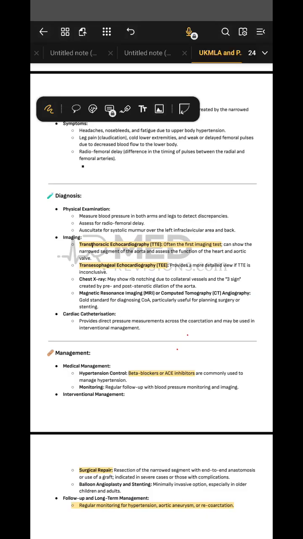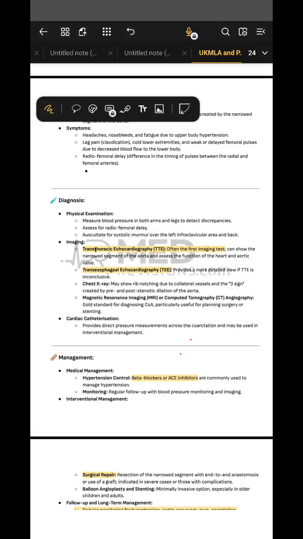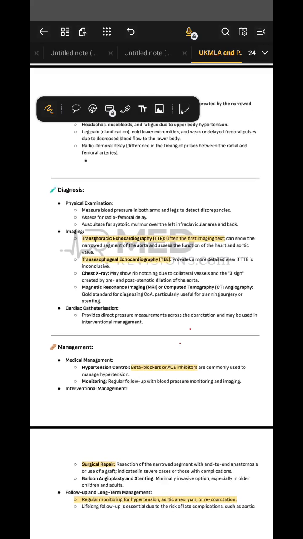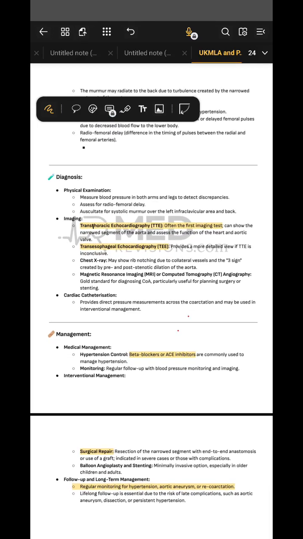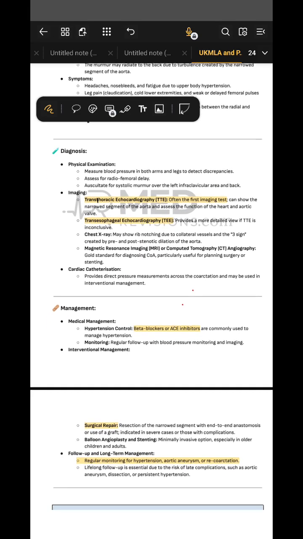Symptoms: headache, nosebleed, and fatigue due to the upper body, blurry vision, and as I said earlier, look at this: leg pain, claudication, cold and weak lower extremities, and delayed femoral pulse due to decreased blood flow to the lower body. Radiofemoral delay: a difference between the pulses of the radial and femoral arteries.